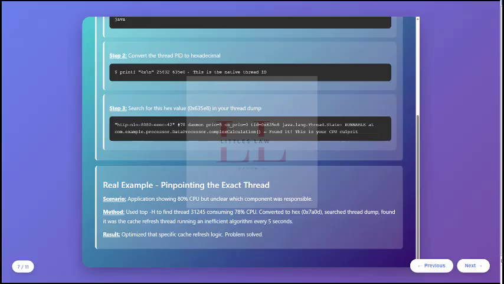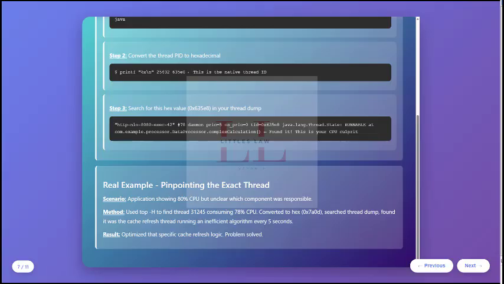And step three, I search for this hex value in my thread dump. I'm looking for nid equals 0x6358. When I find it, boom, I've got the exact thread and the exact stack trace consuming all that CPU. Let me give you a real example.